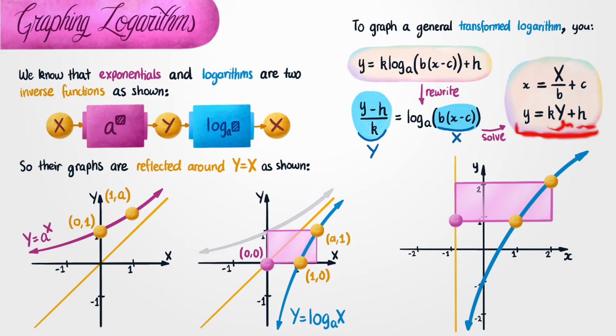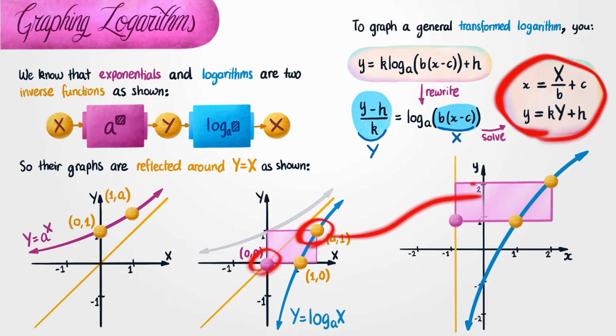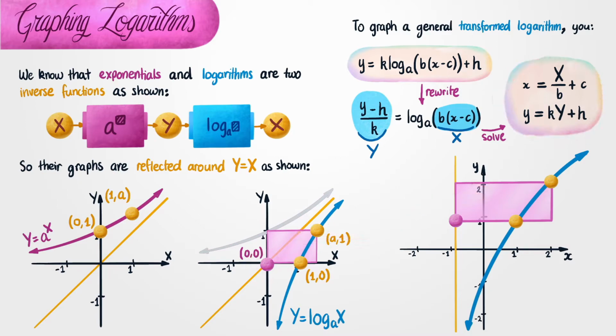So this is the general technique that you're going to follow. You're going to start with your transformed function, you're going to rewrite it, and then you're going to solve for little x and little y. Once you have these two equations, it's really easy to map all the points from the left right over to the right. So to avoid this being too abstract, let's go ahead and actually work through an example together to see how we can use this.